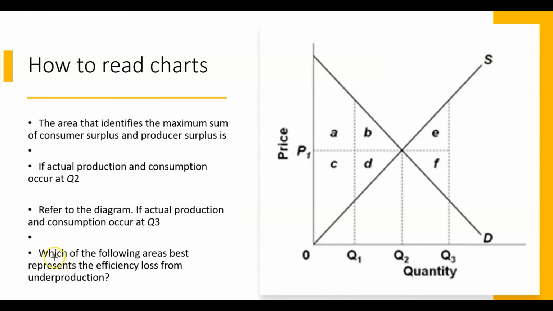The next question says, which of the following areas best represents the efficiency loss from underproduction? And that would be B and D. If we're underproducing, marginal benefit is greater than marginal cost. And we are underproducing. So triangles B and D. I hope this helps. Be sure to ask me questions.